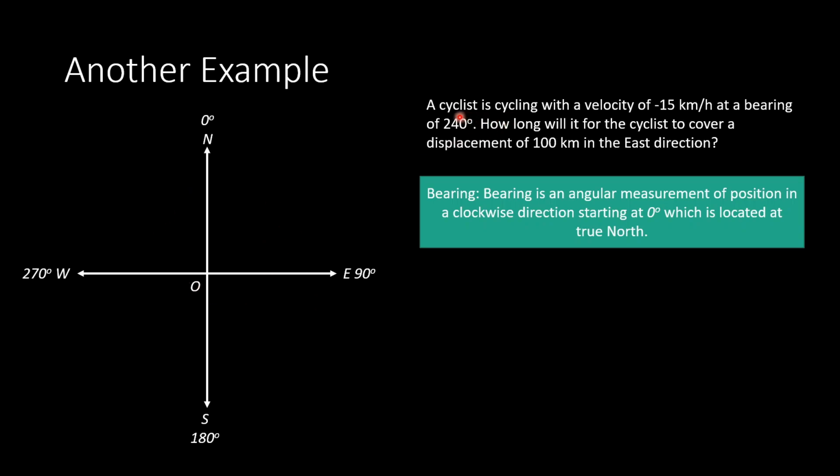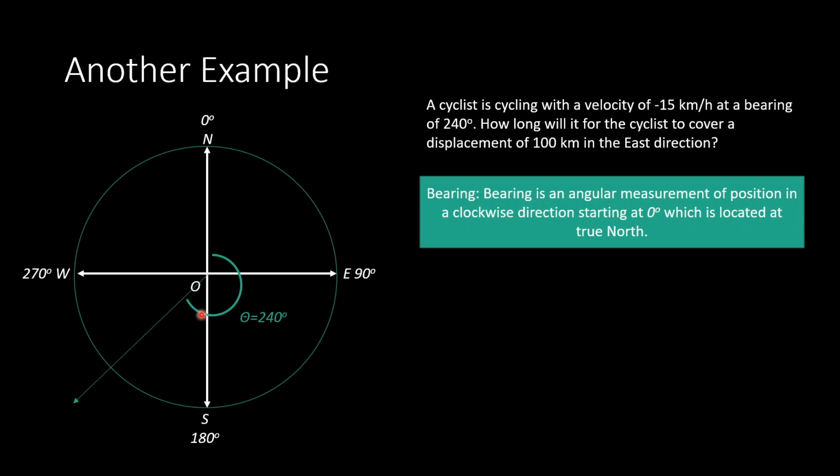So now this question is stating that the cyclist is heading at a bearing of 240 degrees. So 240 degrees would be somewhere around here, past 180. So we've got 240 degrees, and then it is pointing outwards that way. Now the velocity, on the other hand, is negative 15 kilometers per hour. That means that our cyclist is heading in this direction.